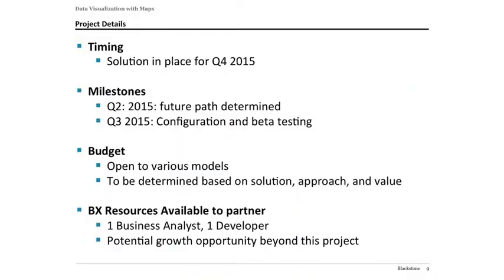So timing, we're looking for a solution in place by Q4 of next year. In Q2 of next year, we're going to see if the solution we've come up with is the right solution. And then if we do agree to go forward, then in Q3, it will be configuration, beta testing, things like that. Budget, we're open to various models depending on the scope of the project. And for Blackstone resources, we're going to have a developer and a business analyst on that project as well.